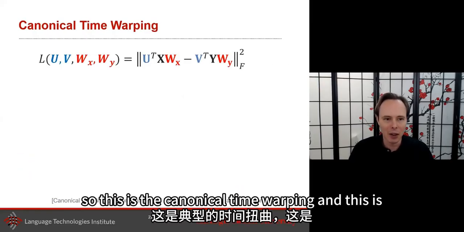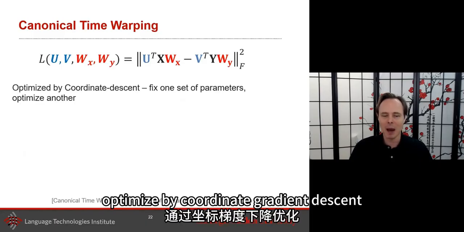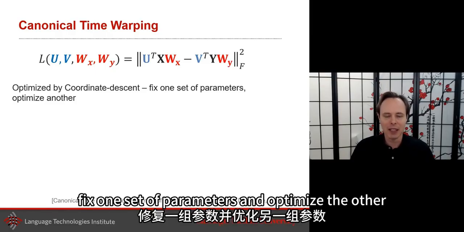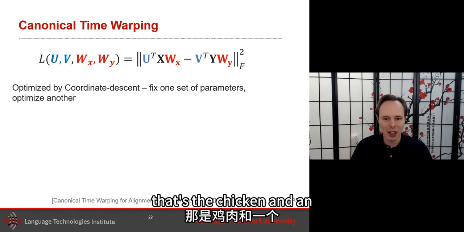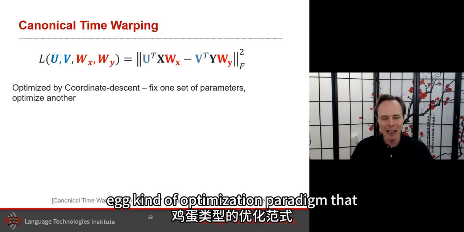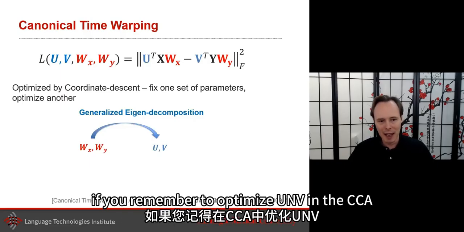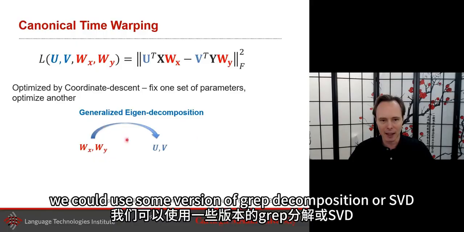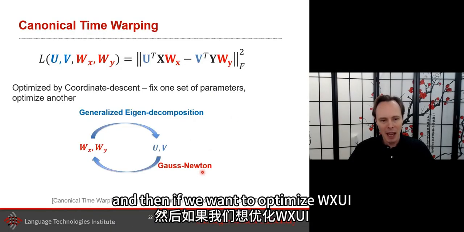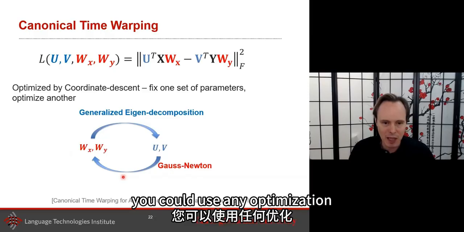This is the canonical time warping, and it is optimized by coordinate gradient descent: fix one set of parameters and optimize the other. That's the chicken-and-egg kind of optimization paradigm that has been used quite often. When you fix WX and want to optimize U and V, if you remember, to optimize U and V in CCA we could use some version of eigendecomposition or SVD. And then to optimize WX and WY, you could use any optimization.